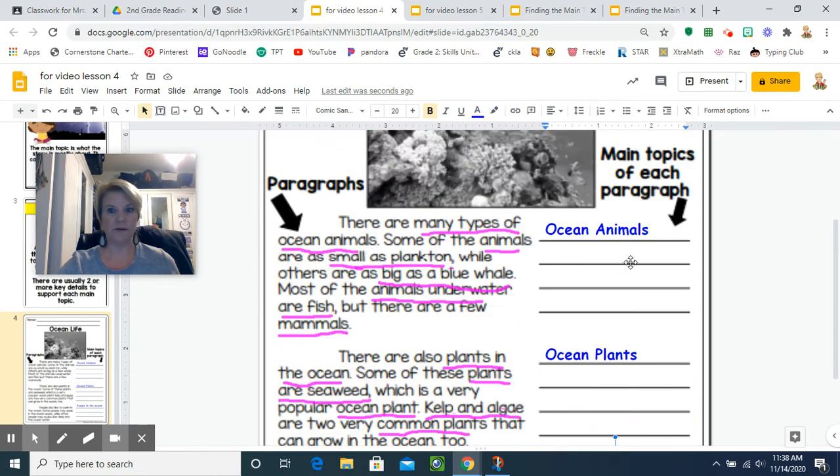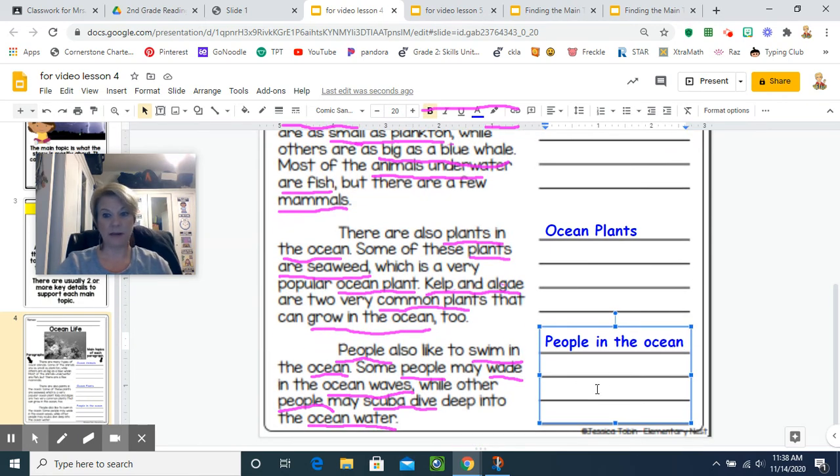All right, so let's take a look at each of our main topics. The first paragraph was about ocean animals. The second paragraph was about ocean plants. And the third paragraph was about people in the ocean. What do we know about all of those things? Think about that. What do they all have in common?